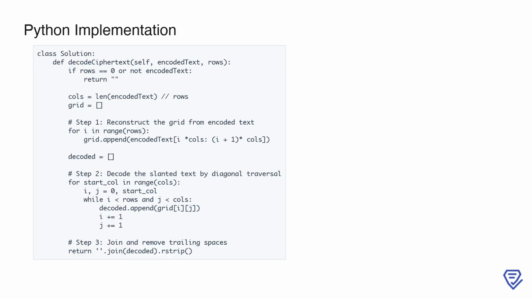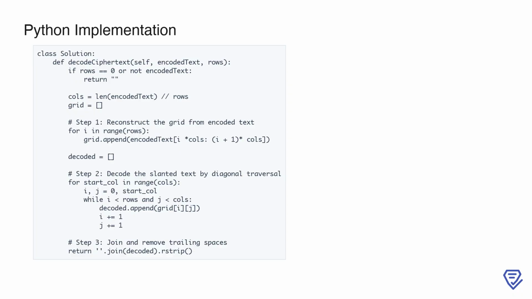The grid is recreated row by row by slicing the encoded text into segments of length cols. 3. Diagonal traversal. The text is decoded by traversing the grid diagonally, starting from each column in the first row. For each starting column index, start_col, a nested loop iterates diagonally through the grid by incrementing the row index, i, and column index, j, simultaneously. Characters are appended to the decoded list during traversal.